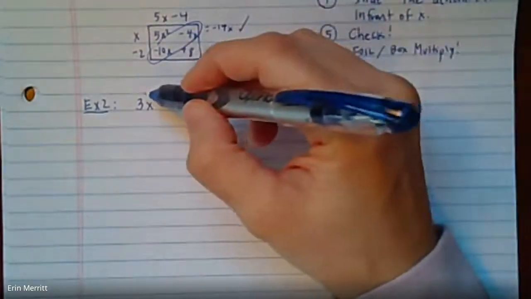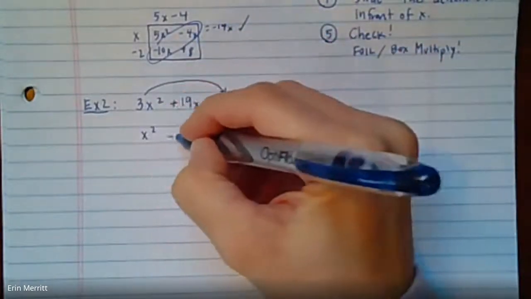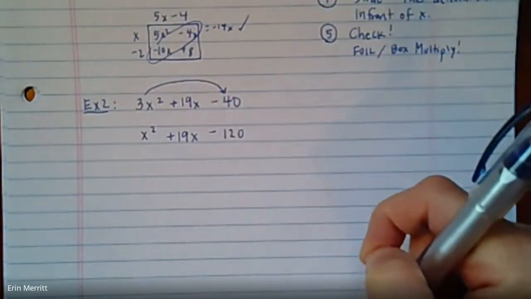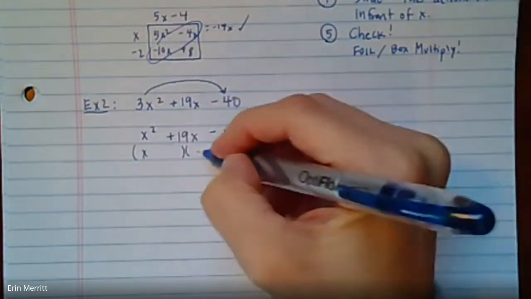If we run through those steps, the slip step. Slip is to multiply that 3 on over. So that's going to give us x squared plus 19x. And then 4 times 3 is 12. So that's going to be minus 120. Now you need to factor that guy. All right, it might not be super obvious.